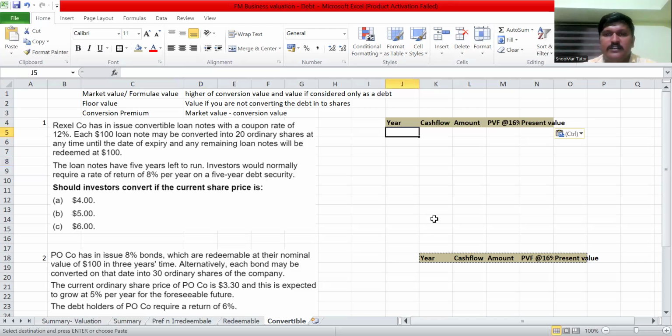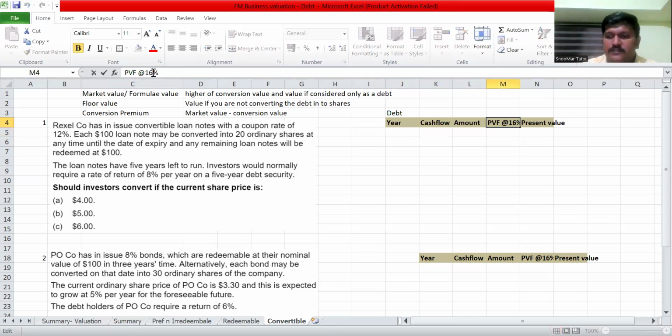One value is, if it is a debt, what would the value be? Since the required rate of return of the debt holder is 8%, we are not using the coupon rate, we are using the rate of a debt. So considering it as debt, it will be redeemable in 5 years. In years 1 to 5, you have a cash flow of interest, and the amount is based on 100 multiplied by your coupon rate, that is 12%, right?